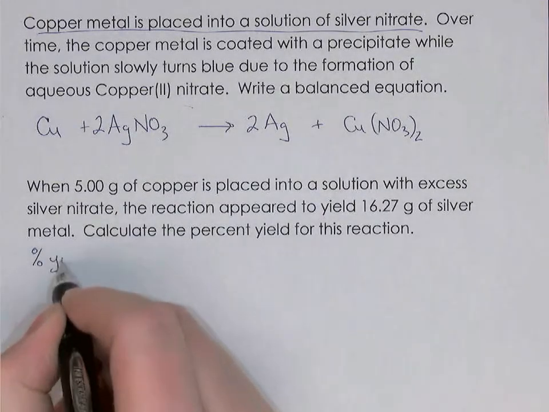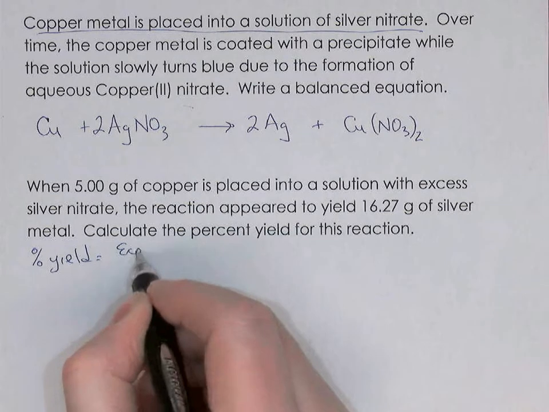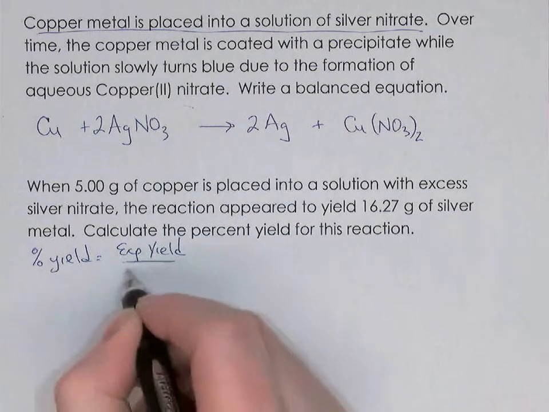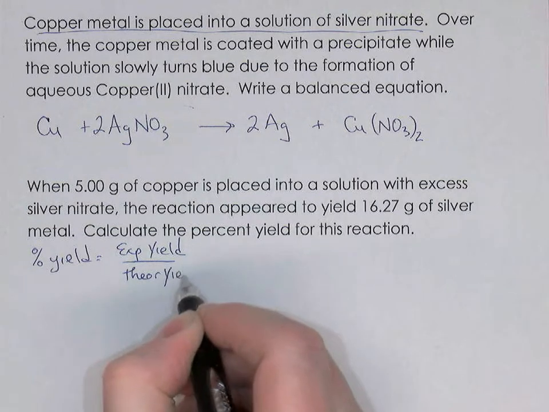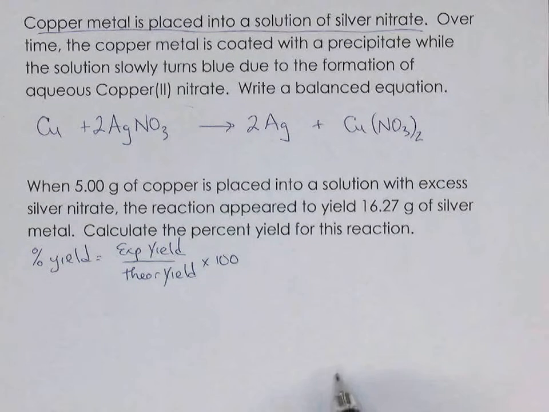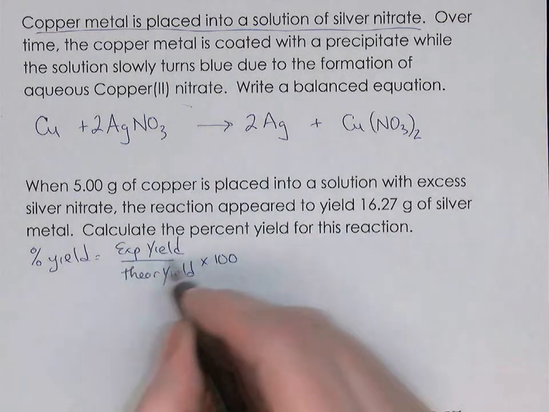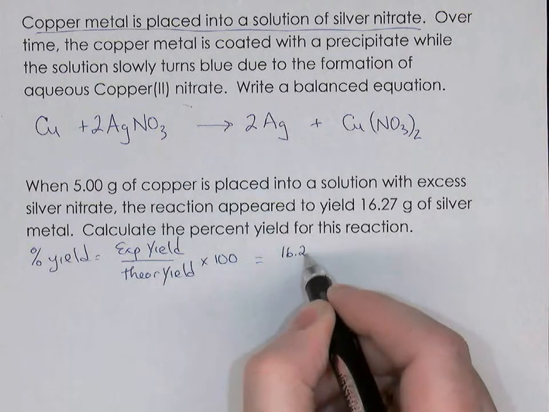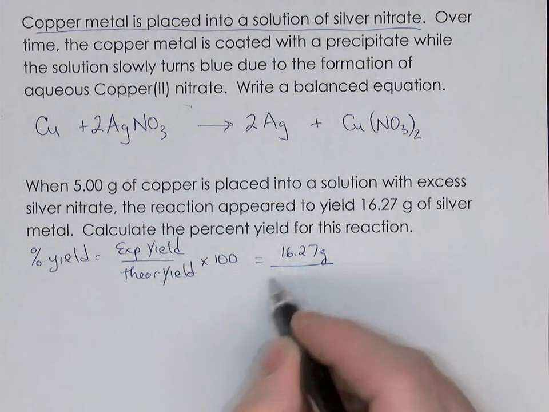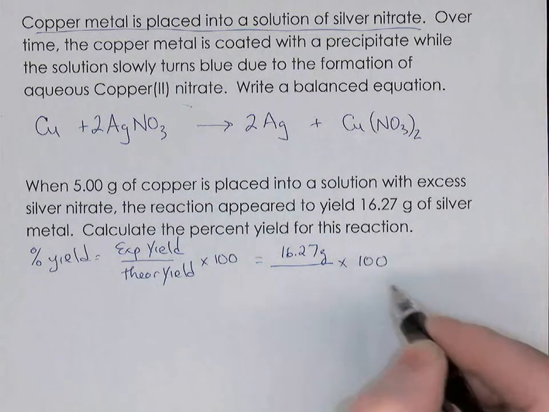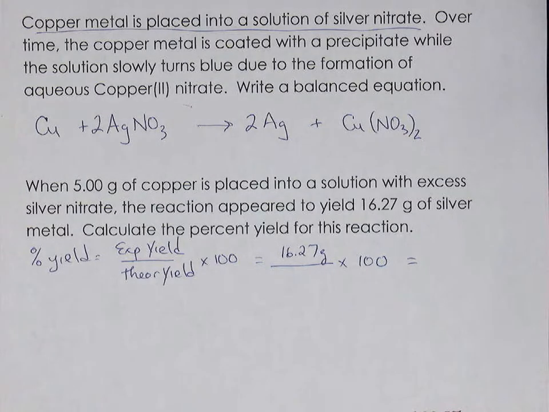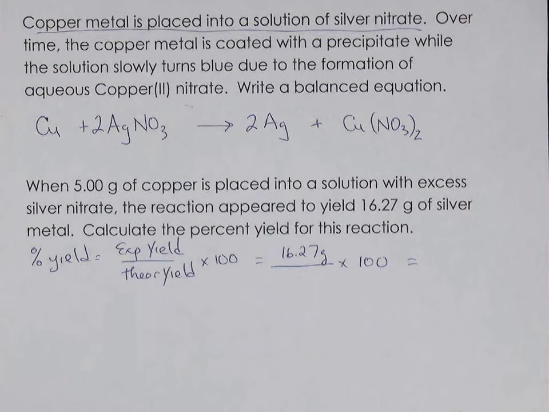Well, percent yield is your experimental yield divided by your theoretical yield multiplied by 100. The 16.27 grams of silver is how much you made, so it's my experimental yield. So 16.27 grams divided by some other mass multiplied by 100, that's going to give me my percent yield. So what I realize I don't know yet is the theoretical yield. And now I've got a new question. What is the theoretical yield of silver when 5 grams of copper reacts?